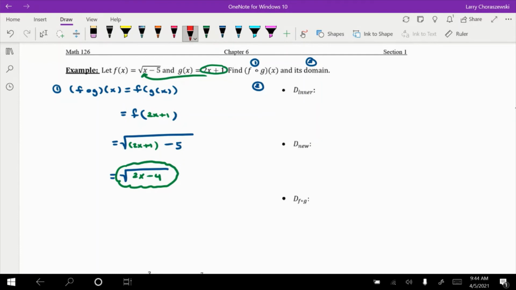So d inner is going to refer to the expression 2x plus 1. Now, what do you guys think the domain might be for 2x plus 1? So 2x plus 1 is another one of those linear functions, format mx plus b. And all linear functions have a domain of all real numbers.